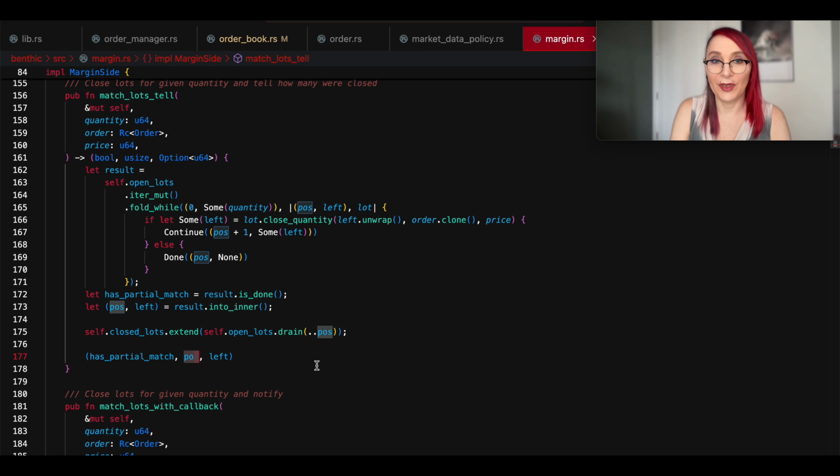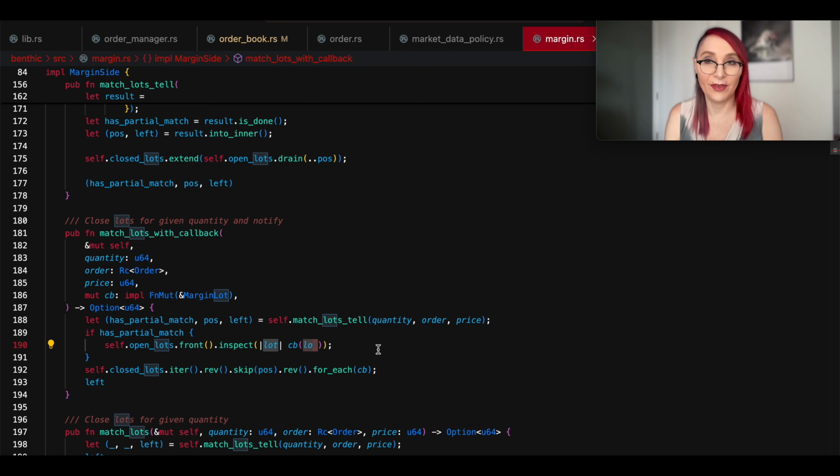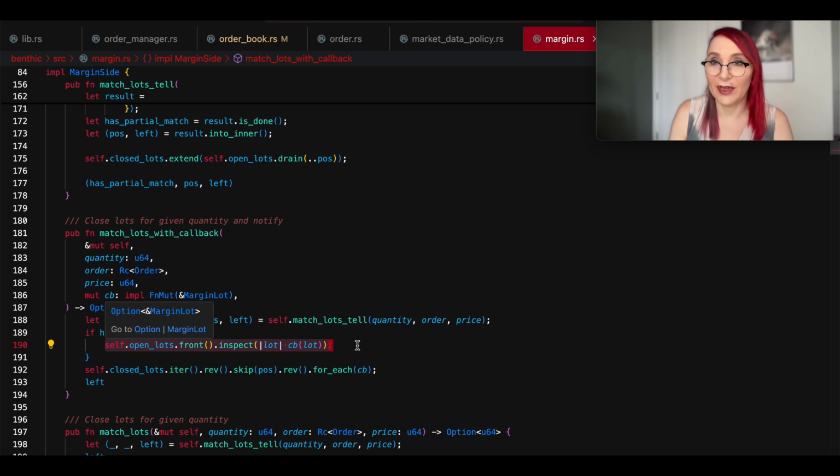And we can see that this match lots with callback is calling this match lot tail. It's getting this tuple, and based on whether there was a partial match or not, it will call this callback on this extra lot that is in front of the open lots. If there is a partial match on the first lot of the open lots, we call the callback on this partial match. And in my example, I have connected a print message to this callback so that we see when the lots get closed.